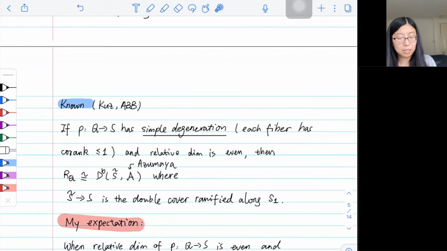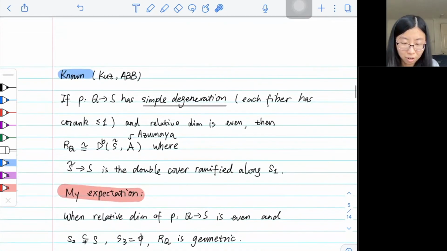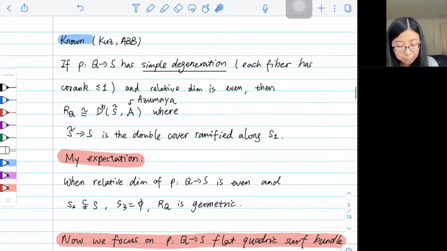Before I tell you the result, let me first tell you the optimal situation that I hope for. My expectation is that when your quadratic bundle has even relative dimension, and the second degeneration locus is a proper closed subset of S, and the third degeneration locus is empty, then I would expect the residual category to be geometric. I have explained why I'm restricting to the even dimensional case.